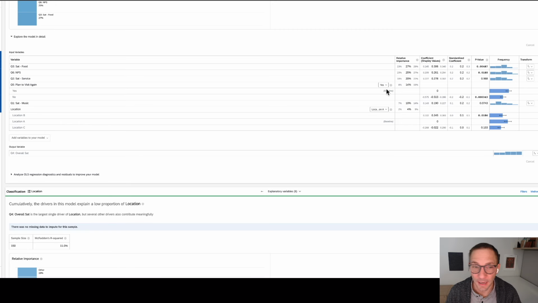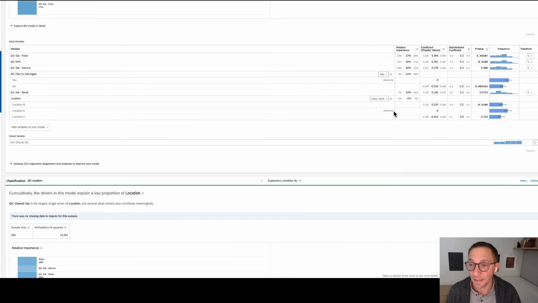We have a baseline here on yes for plan to visit. So as they selected no, I don't plan to visit again, they had lower satisfaction. This is a negative beta, and it's significant. Music is marginally significant with the positive beta, so the more satisfied they were with music, the higher overall satisfaction they had. As music went up by 1 point, we'd expect overall satisfaction to go up by 0.19. That's marginally significant while controlling for the others.